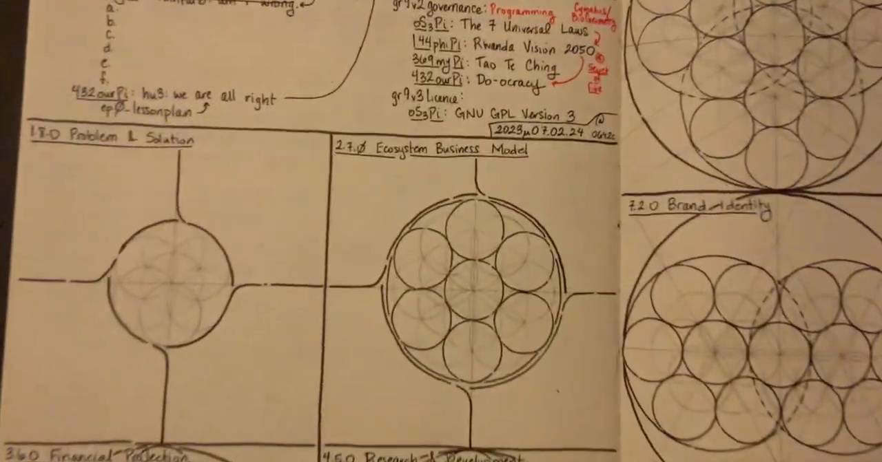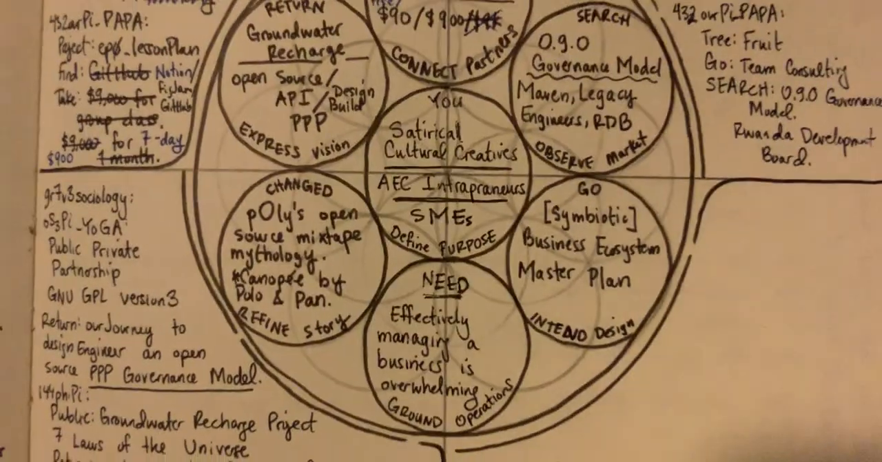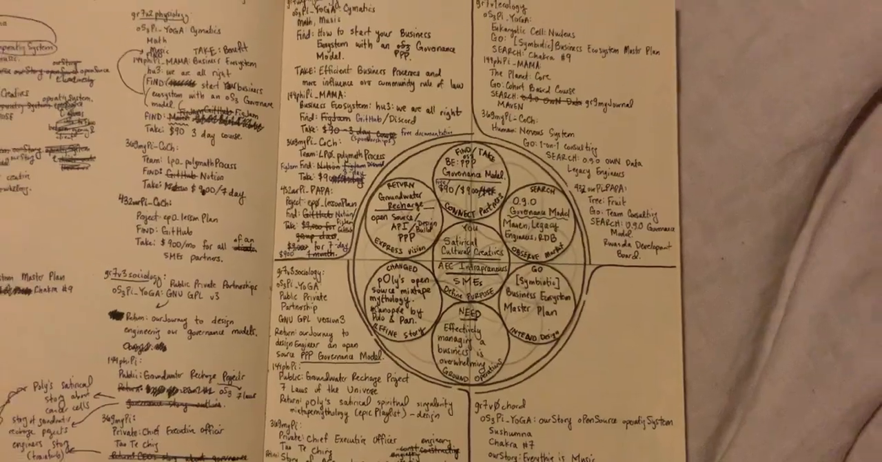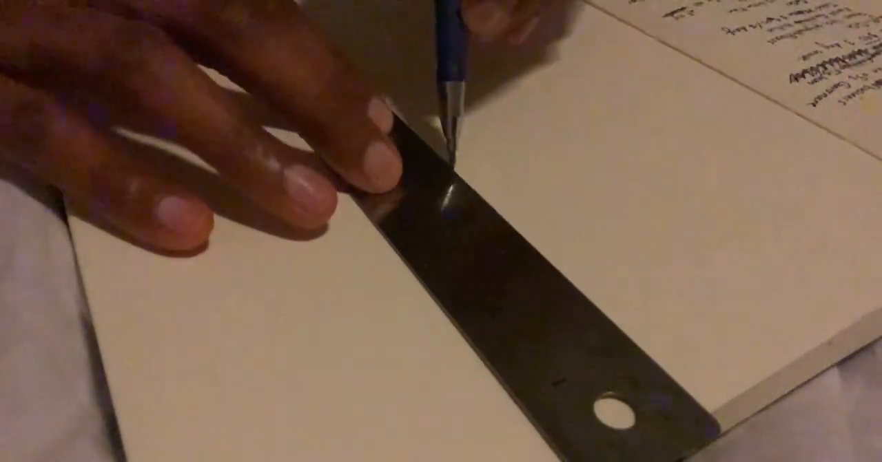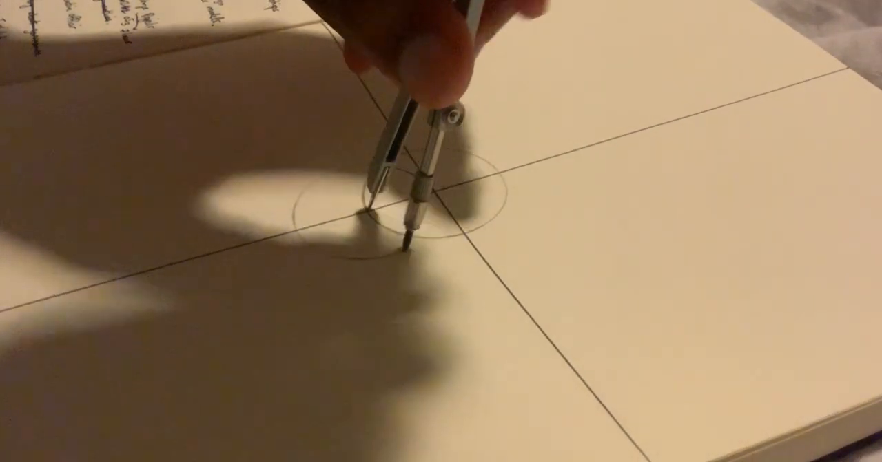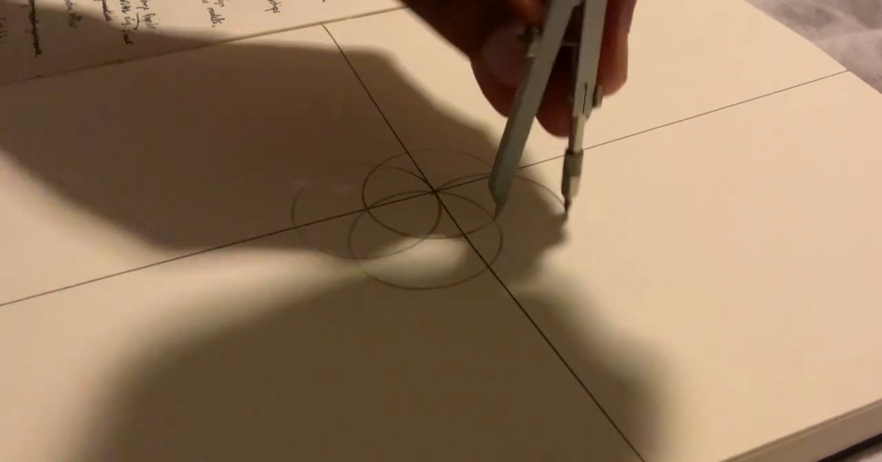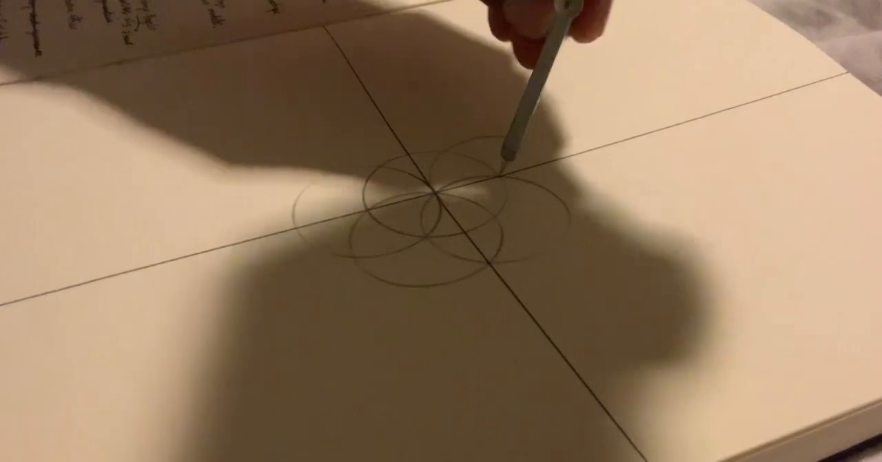All right. In today's episode, we're going into the ecosystem business model of the overall master plan. Here's a final view, but let's get back to exactly where we start. We're going to draw a cross section vertically and horizontally, find that center point, create the initial singularity sphere. And then we're going to go ahead with the seed of life cycle, 6 circles around the central one.